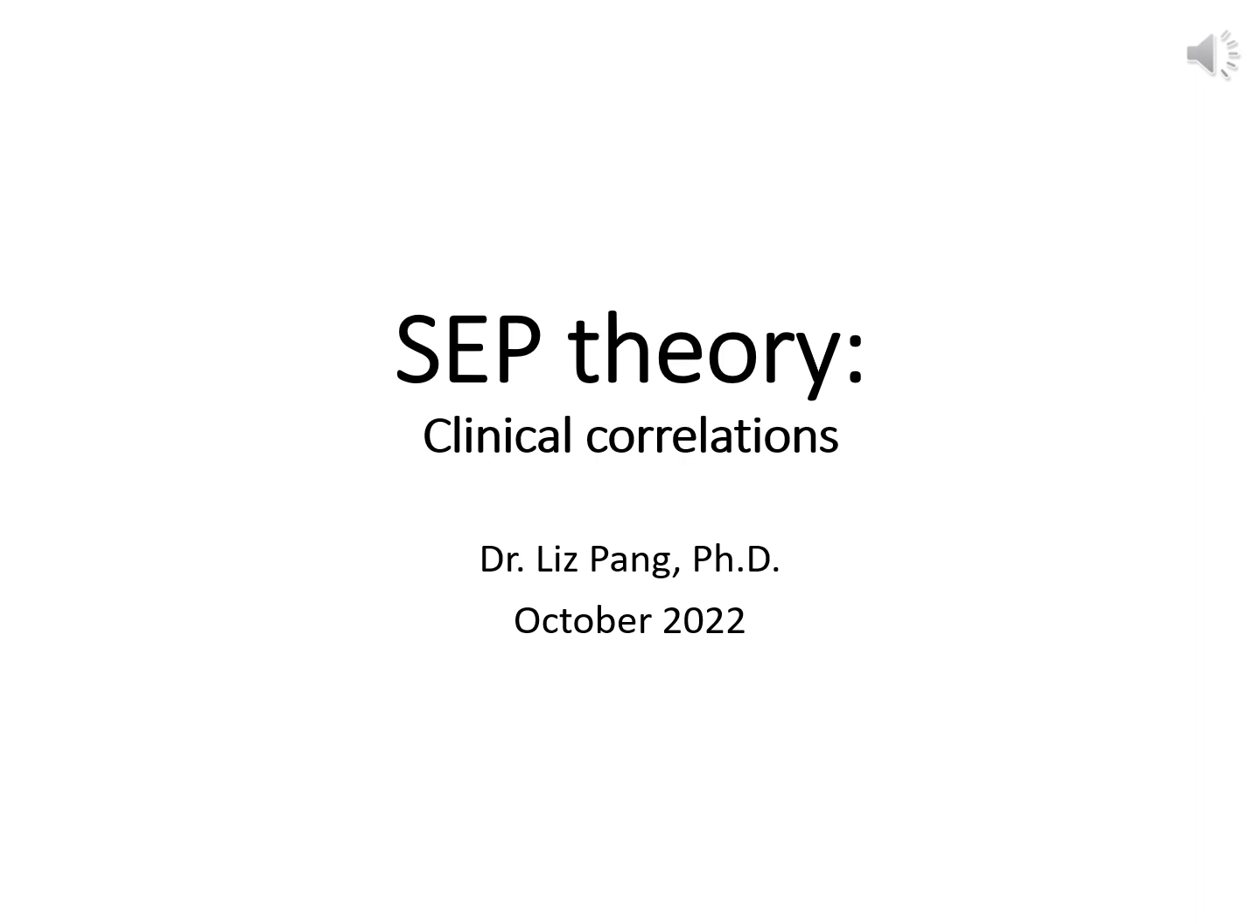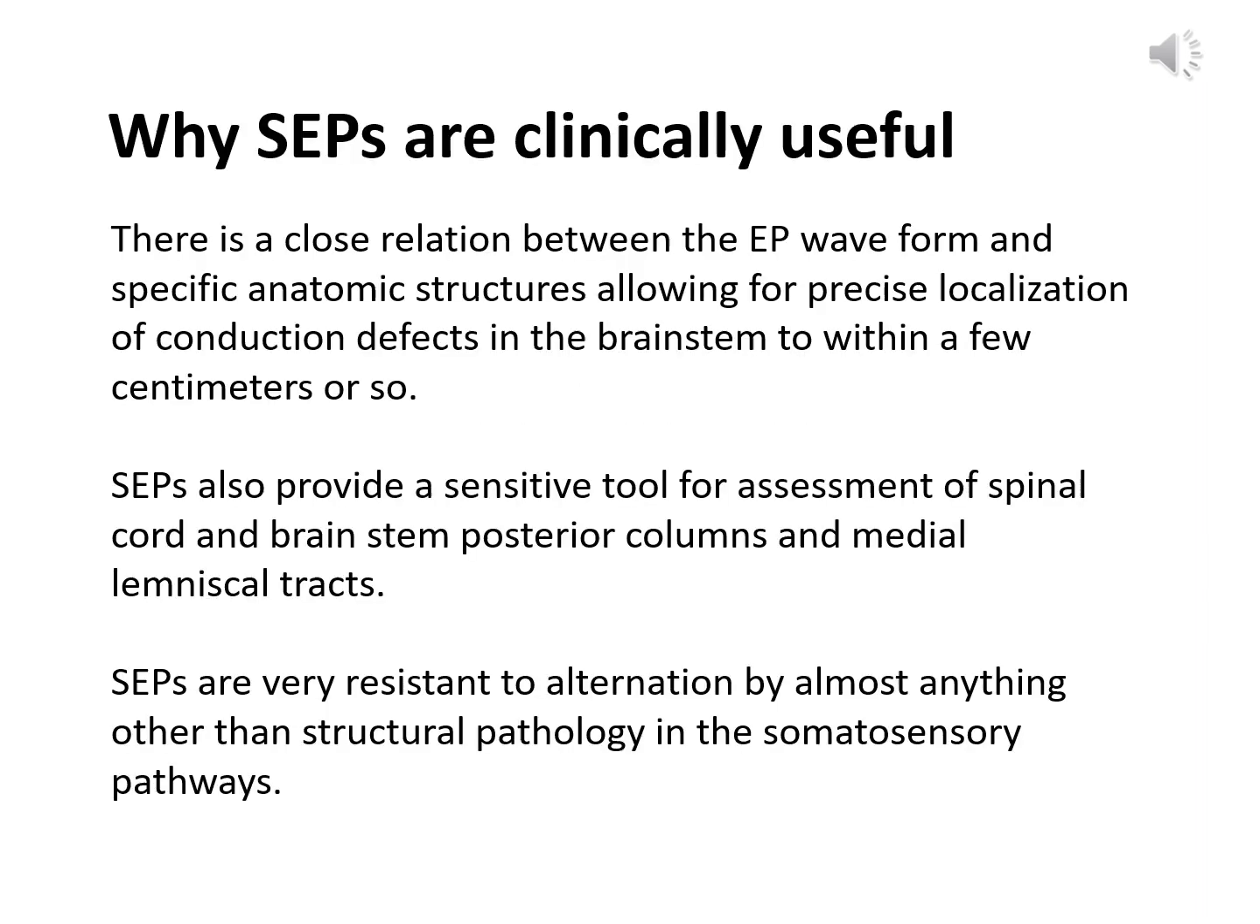In this module, we'll look at the clinical correlations for upper and lower limb somatosensory evoked potentials. Somatosensory evoked potentials have specific clinical utility and can be very helpful because there's a close relation between the evoked potential waveform and the underlying anatomic structure. This relationship allows the clinician to localize conduction deficits in the brainstem with a specificity of a few centimeters or so.